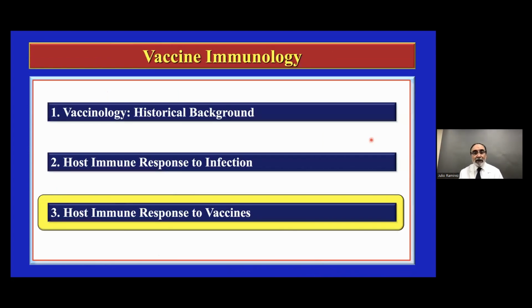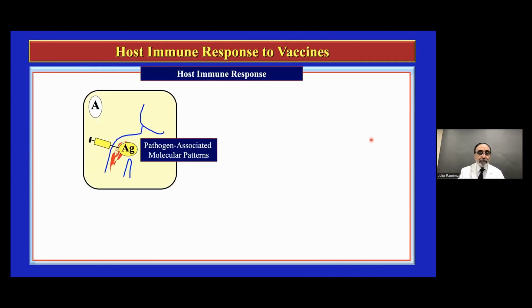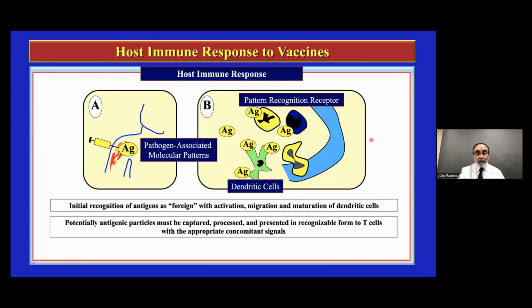The last part of this presentation is what happens when we give a vaccine. When I give a vaccine, the important thing is that when I inject this antigen, it is supposed to look like a pathogen-associated molecular pattern. We know why, because these are the patterns that our immune system is going to respond to. Then I give the injection in the muscle. It's going to be a local inflammatory response.